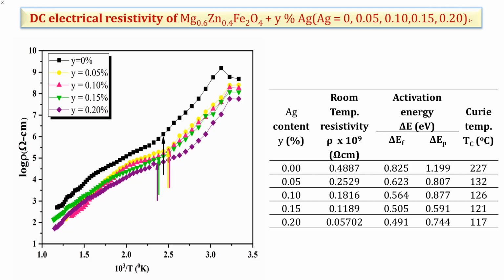This is the Curie temperature data of our samples. If we add Az content in the ferrite, then the Curie temperature decreases, because Az plays the role of the conducting mechanism. Here we have studied the resistivity, and that is why the Curie temperature decreases with increasing Az content.